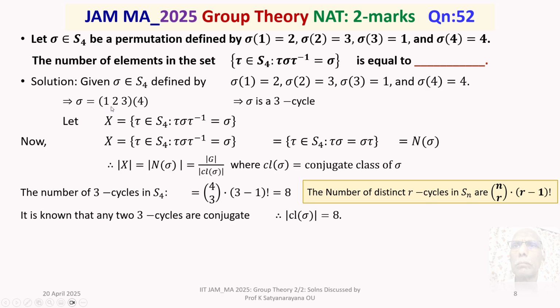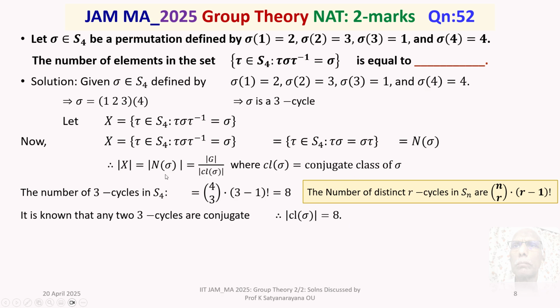And sigma is a 3 cycle. What will be the order of the conjugate class of sigma? All of them are in the class because they are all conjugate. How many permutations are there which are conjugate to sigma? There are 8 3-cycles, and they are all conjugate. Therefore, the order of the conjugate class of sigma is 8.